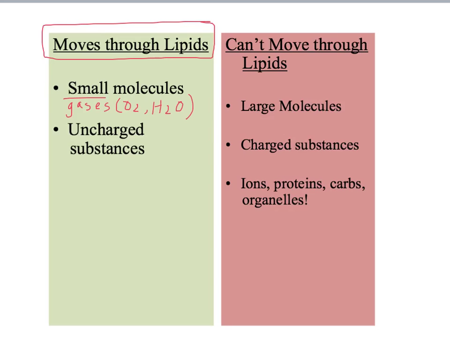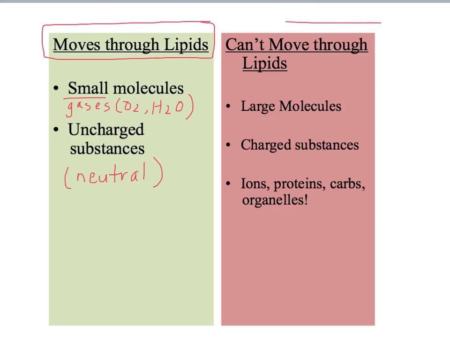Finally, they have to be uncharged substances. By a charged substance, we mean something like an ion that we talked about in the chemistry review, like sodium ion, for example, has a positive charge, and chlorine ion has a negative charge. So things that are uncharged, or things that are neutral, and again, remember, they have to be small, can wiggle through those little lipids of the bilayer.